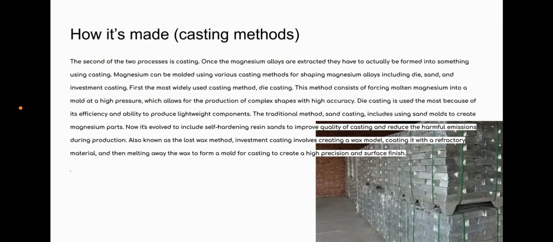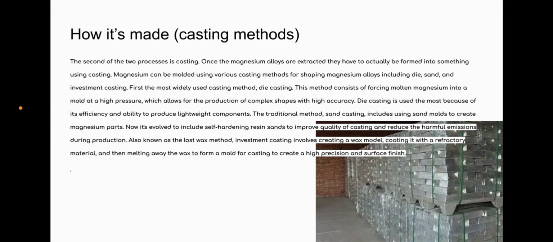How it's made. Casting methods. The second of the two processes is casting. Once the magnesium alloys are extracted, they have to actually be formed into something using casting. Magnesium can be molded using various casting methods for shaping magnesium alloys, including die, sand, and investment casting.